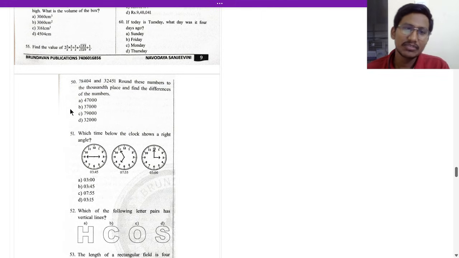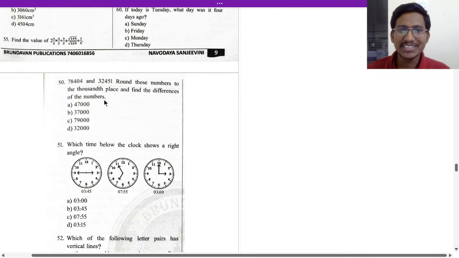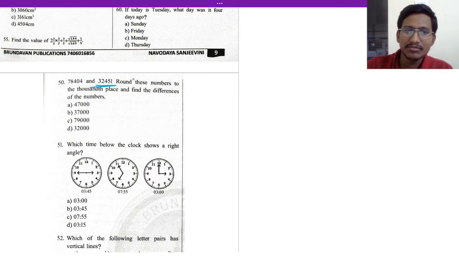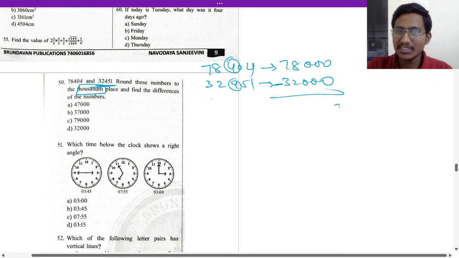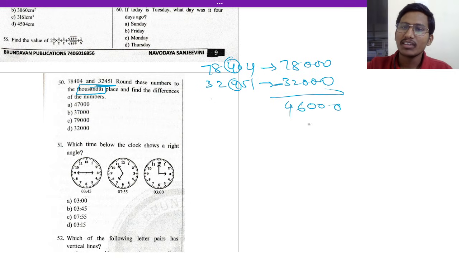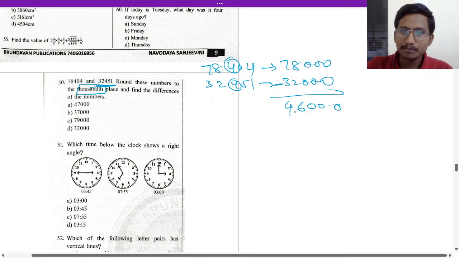Next page, that is question 50. What is the answer? Round these numbers to the nearest thousands place and find the difference. So that is 32,451. So 32,000 is the nearest thousands place. 32,451, it is 400, so it will be 32,000 only. And next is 78,404. So this is also 400, means 78,000 only. So we have to find the difference, means minus here. So it will be what? That is 46,000.